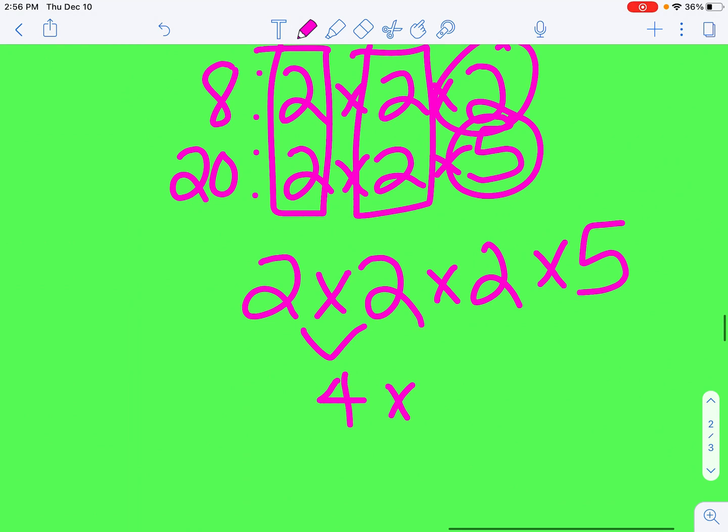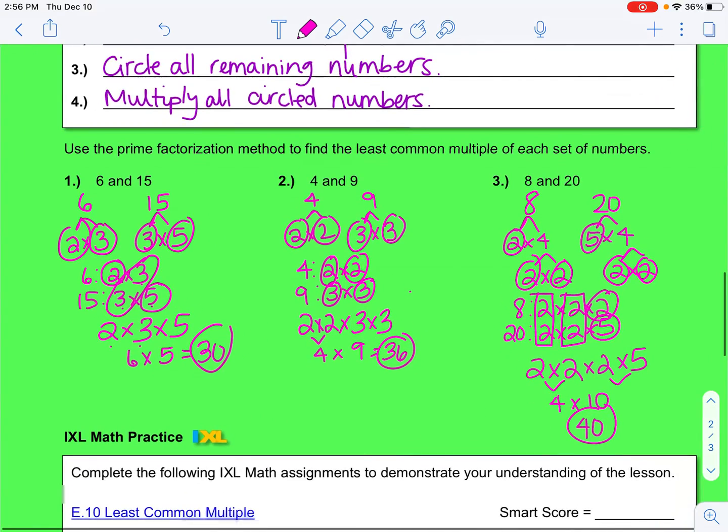2 times 2 is 4. 2 times 5 is 10. 4 times 10 is 40. So our least common multiple is 40.